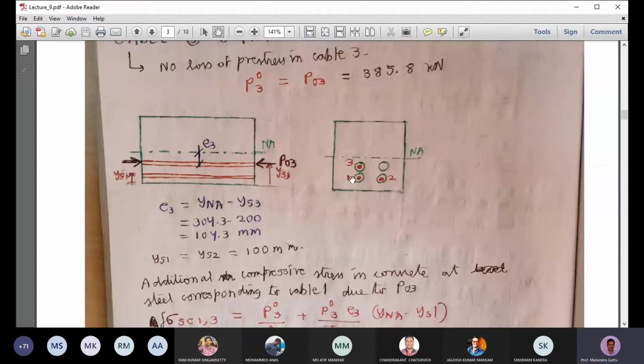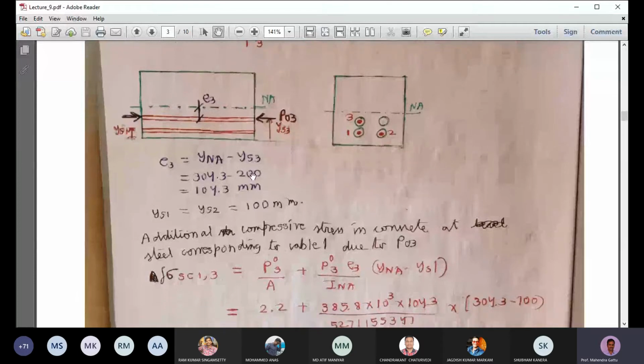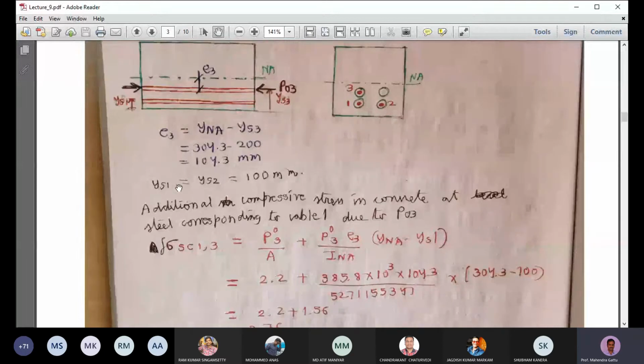There will be some additional compressive force along the concrete surrounding the cable, and that will result in shrinking of the concrete, and correspondingly the steel, which is along with the concrete, will shrink. So that will reduce in length. So we can find out what that additional compressive force is, and then we can find out the loss of pre-stress. The eccentricity is Y neutral axis minus YS3 of this cable. So 304 minus 200 is coming out 104. And then YS1 and YS2 are both equal to 100 millimeters from the bottom of the beam.